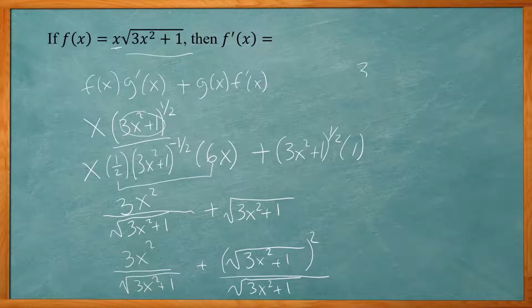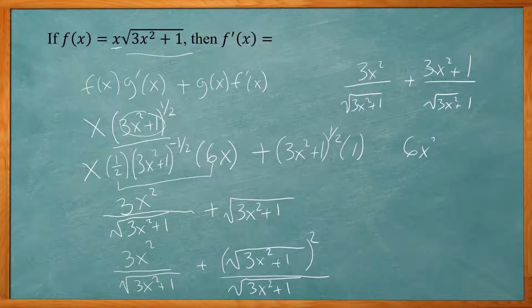So from there, we have 3x squared over the square root of 3x squared plus 1. And the top, if I square that, that's going to be 3x squared plus 1 over the square root of 3x squared plus 1. Now I can add the numerators. 3x squared plus 3x squared is 6x squared. And then plus the 1 over the square root of 3x squared plus 1. And that's going to be my final answer there.